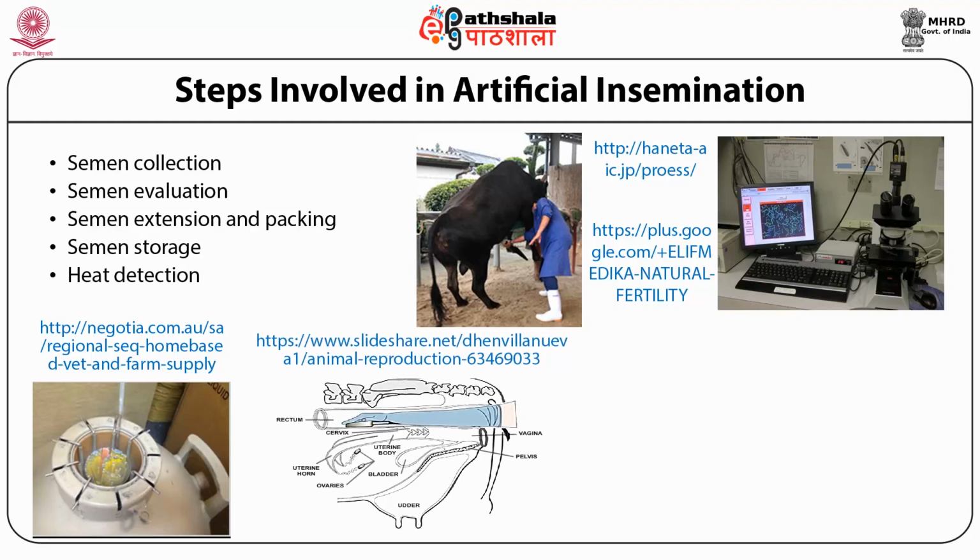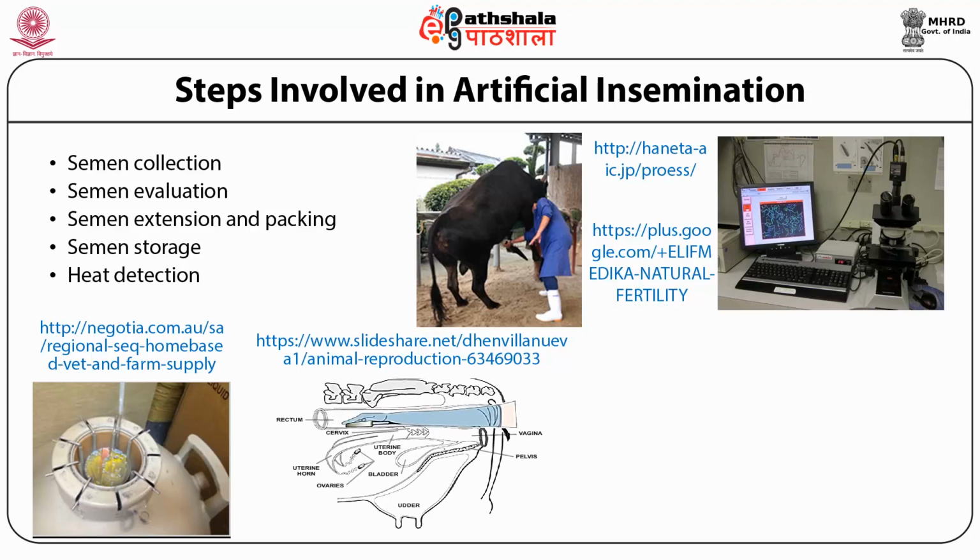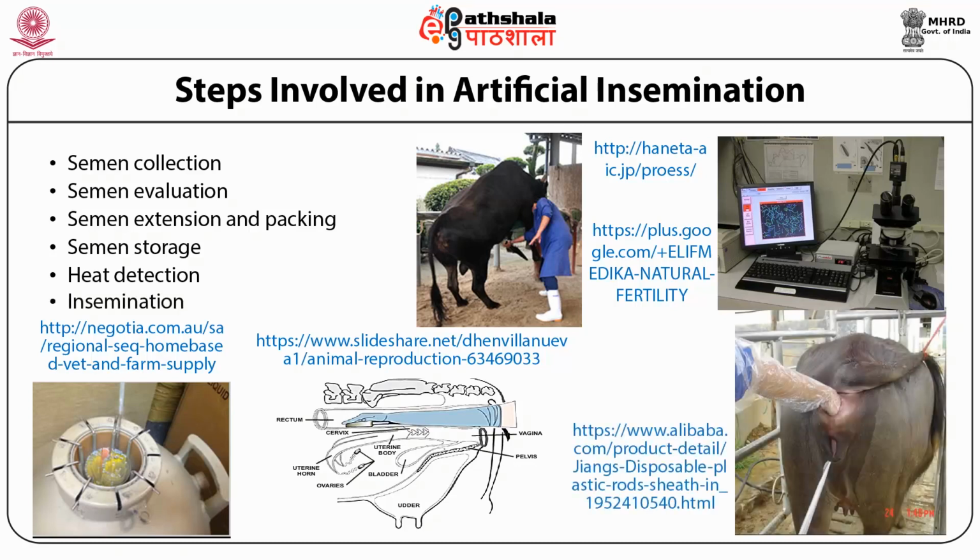If the female is in heat or the female is exhibiting estrus, then semen from that particular straw can be inseminated and the female will receive the sperms and the ova will get fertilized. That will be the objective of artificial insemination.